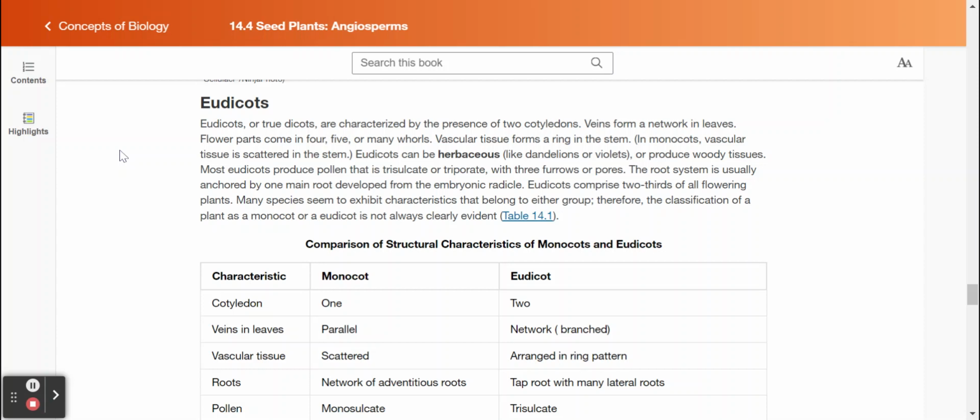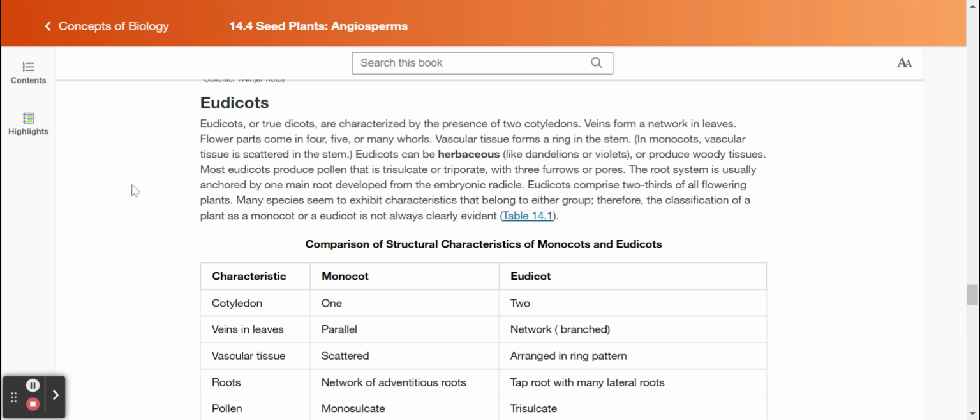Eudicots. Eudicots, or true dicots, are characterized by the presence of two cotyledons. Veins form a network in leaves. Flower parts come in 4, 5, or many whorls. Vascular tissue forms a ring in the stem. In monocots, vascular tissue is scattered in the stem.